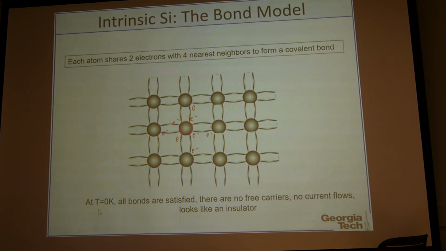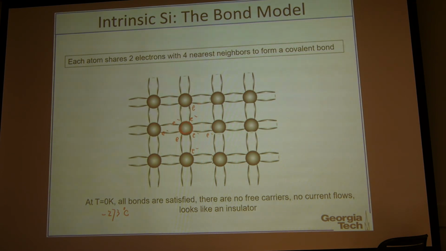And here is at temperature 0 Kelvin, which is absolute zero temperature, which is negative 273 Celsius, which is very, very cold. Actually, you cannot reach that temperature from the physics. It's a theoretical lower limit for everything. So at this absolute zero temperature, all the bonds are satisfied. That means the silicon structure has those bonds, and all electrons are bonded with each other.